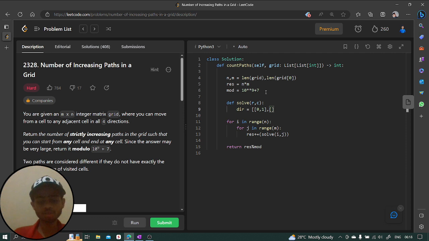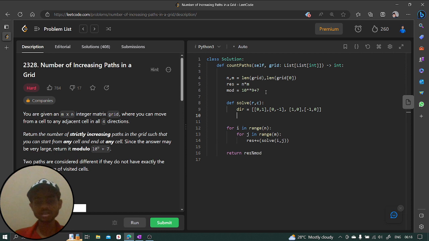And after that 0 comma minus 1, which is considered as a left, then 1 comma 0, which is considered as a bottom, and minus 1 comma 0, which is considered as a top, right? You must know this thing, right? So once we have all the directions, meaning 4 directions, we are going to traverse over each direction: for a comma b in directions.